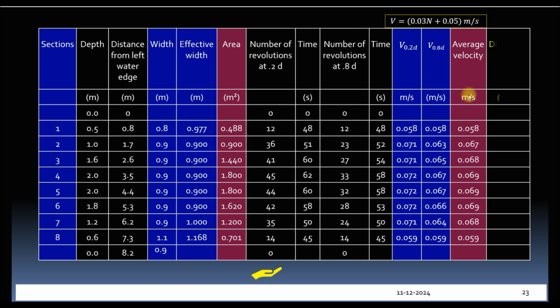Discharge, we know, is the multiplication of the area into velocity. For the first section, we'll multiply 0.488 by 0.058 to get 0.028 cubic meters per second of discharge. Likewise, we can get discharge for all the sections. Adding all these discharge values, we can get the total discharge.